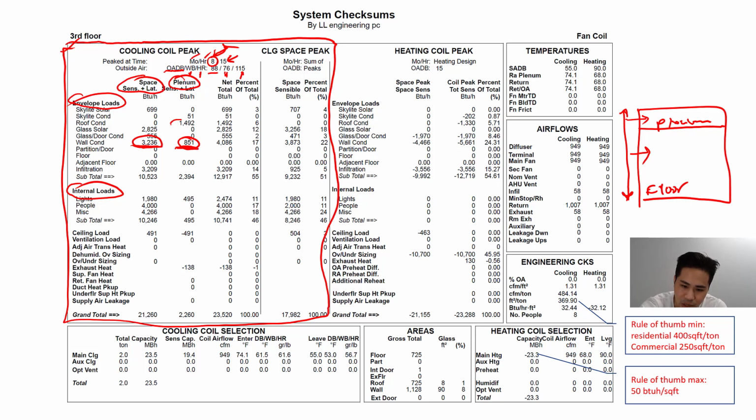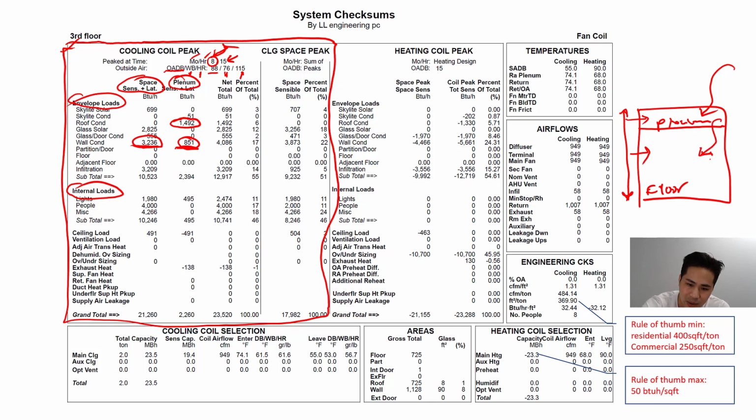Now for the roof conduction, you see 100% of that roof conduction is occurring in the plenum, and that's because the plenum is taking all of the heat from the roof, and that heat doesn't actually go into the space directly.